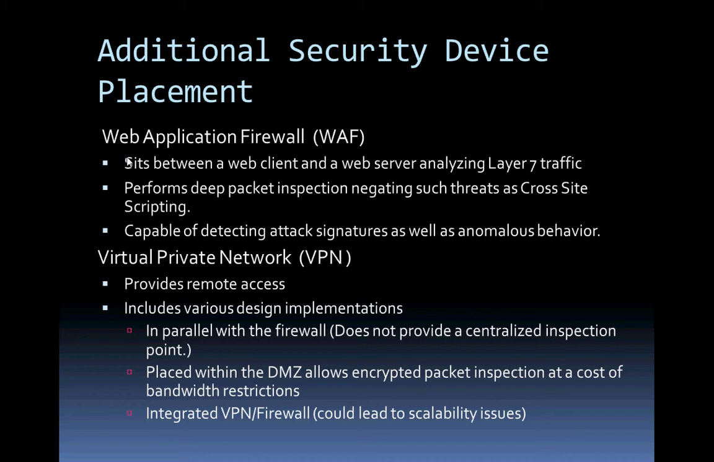So there are 3 implementations that the CASP concerns itself with. One is in parallel with the firewall. The problem with that is it does not provide that centralized inspection point, because we're actually having 2 lanes of traffic coming in. So instead of having all the traffic flow through the firewall, like on our packet inspection, we're going to have a VPN right beside it. So the VPN traffic is actually bypassing the firewall. We'd have to have something else in place. So now we don't have centralized, we've got 2 different areas.